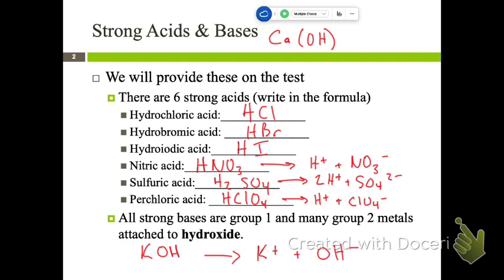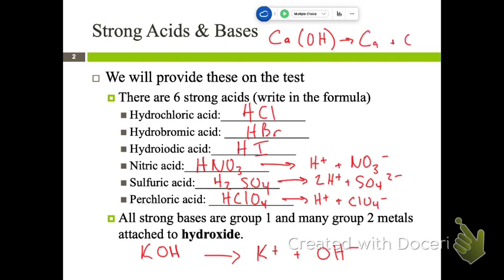Calcium hydroxide. What happens when that goes into water? Hydrogen and calcium oxide. Cut it in half. It's a strong base. It's a hydroxide with a metal. So what's going to happen? Calcium, trick question. No. Hydroxide.